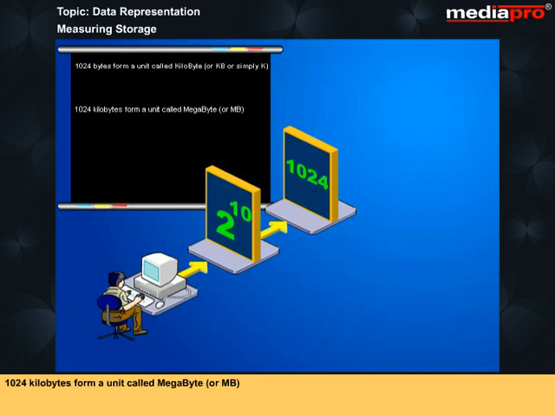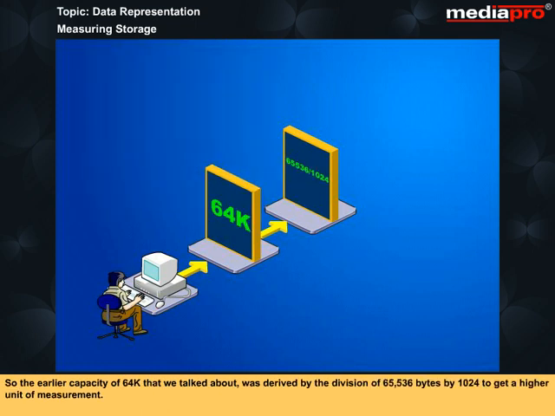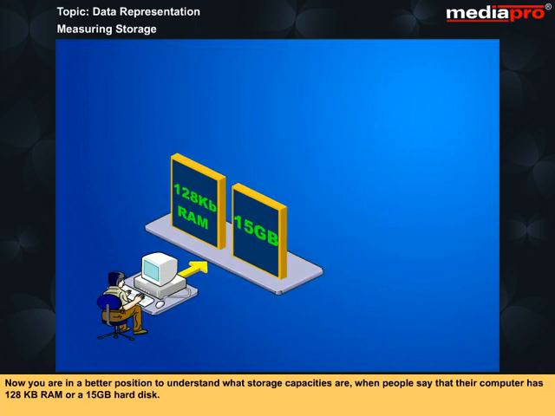1024 kilobytes form a unit called megabyte, or MB. 1024 megabytes form a unit called gigabyte, or GB. So, the earlier capacity of 64K that we talked about was derived by the division of 65536 bytes by 1024 to get a higher unit of measurement. Now you're in a better position to understand what storage capacities are when people say that their computer has 128 KB RAM or a 15 GB hard disk.